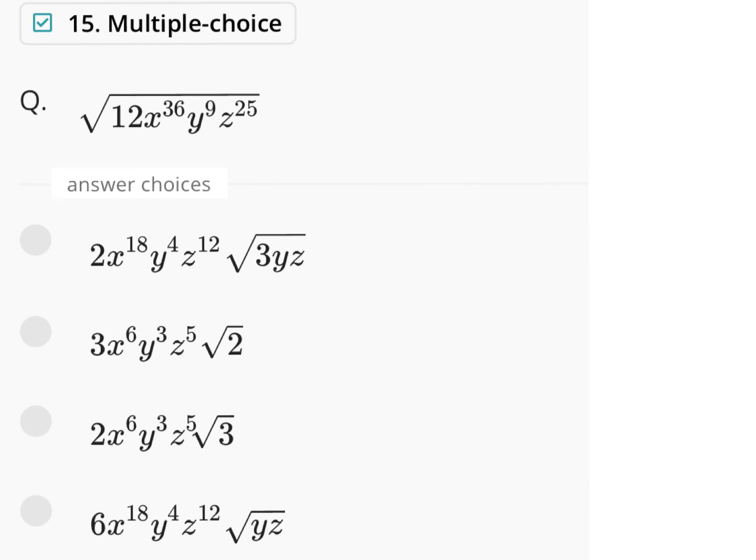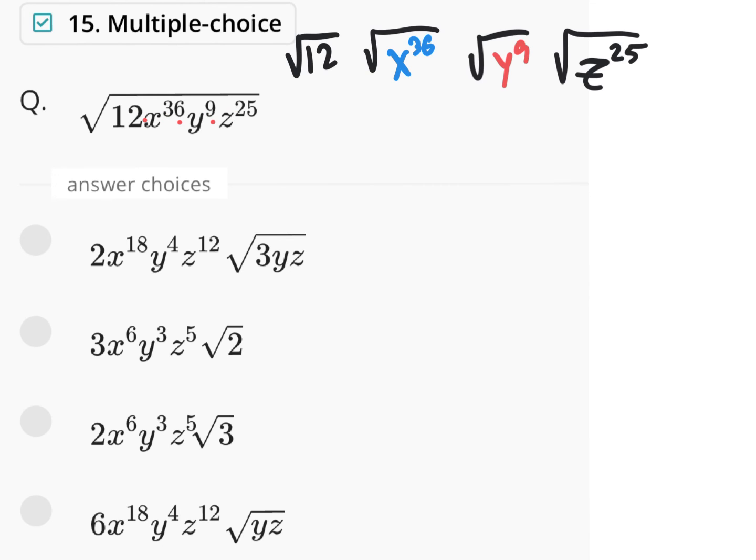All right, here we go. Again, if you only have multiplication between all your terms, 12 times x to the 36 times y to the 9th times z to the 25th, you are able to split this square root to each of those terms. Okay, so let's do that. So this is kind of like doing 4 simple problems at the same time, right? Let's begin with the square root of 12. 12 is not a perfect square number.